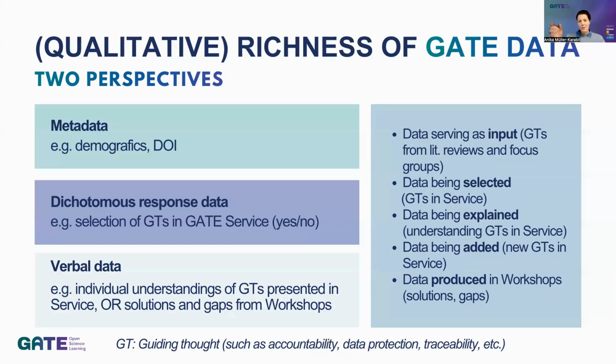And then that's the right-hand side. Let's call it the gate perspective, the gate lens to look at the data. The focus is on what this data is doing in our boxes, in the service and in the workshop. So we have data that serves as an input. That's the guiding thoughts that we derived from literature reviews and focus group interviews. And these guiding thoughts are implemented into the service as prompts. So that's data derived before the service even, but serving in the service.